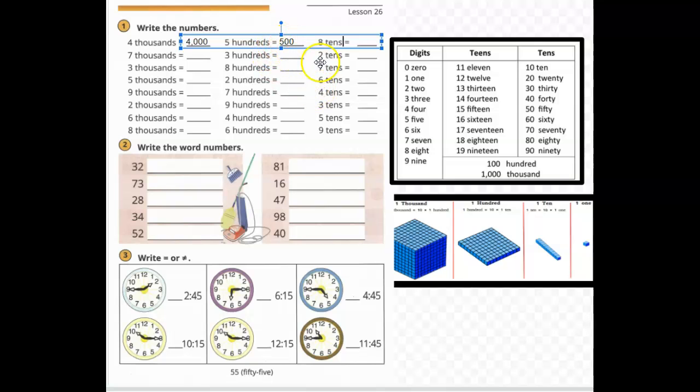And then we go down here and it says 8 tens. Well, there's 8 tens, but there's no ones. So that tells us what to write, okay? Let's go to the next one. I'm going to delete all this. Just a second.